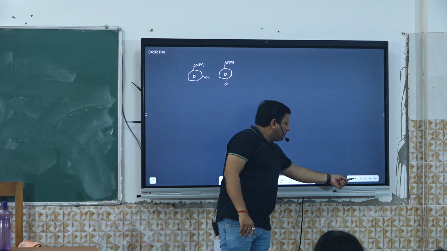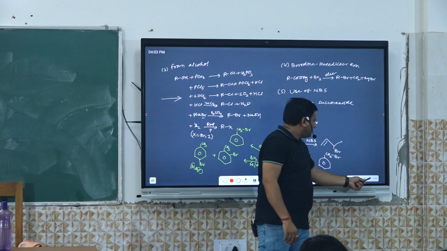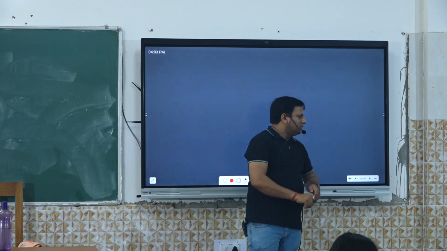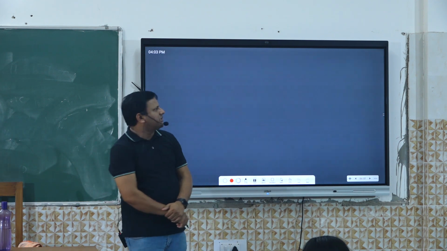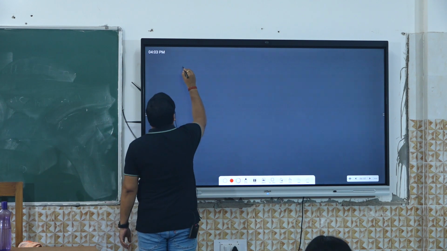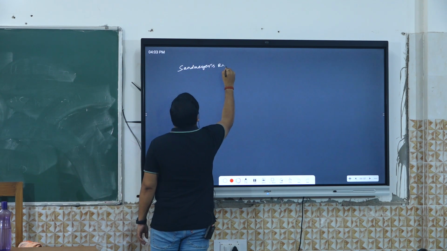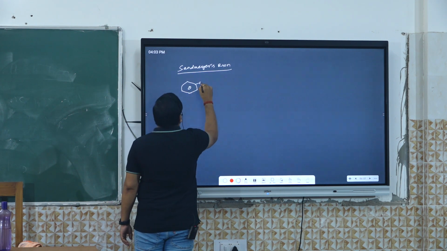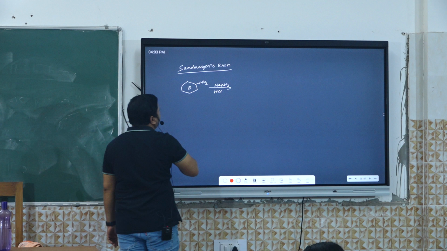So last point we have discussed this one. Preparation of the haloarene: first, electrophilic aromatic substitution, no need to explain it. Next is Sandmeyer reaction. In Sandmeyer reaction, which reagent do you have to take? Aniline is treated with nitrous acid, so nitrous acid is taken in the form of NaNO2 and HCl.